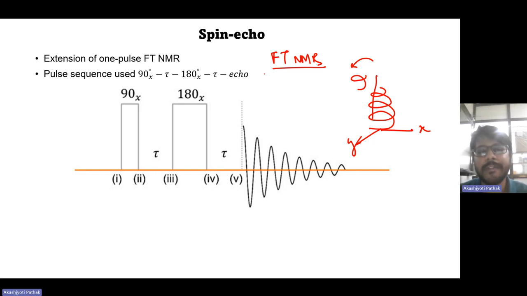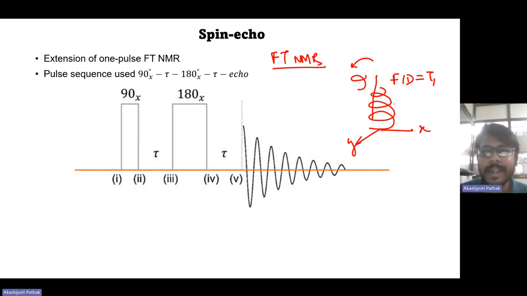One pulse FT-NMR means we are only applying a single pulse. We are giving a single RF frequency pulse, and this RF pulse can be a 90-degree pulse or a 180-degree pulse, and after that we are recording, once this RF pulse is removed, the FID, the free induction decay. From this free induction decay, we can get different information about T1 relaxation and T2 relaxation.